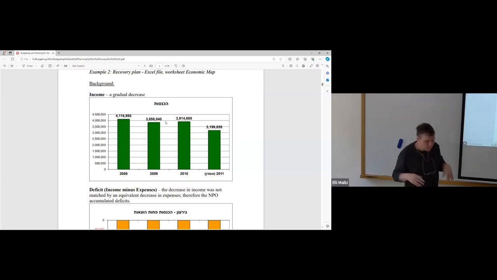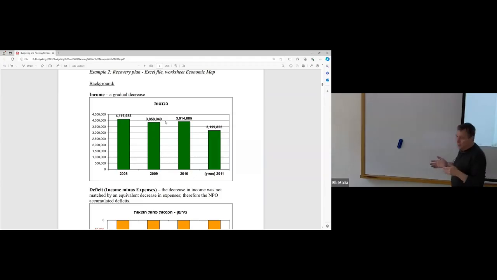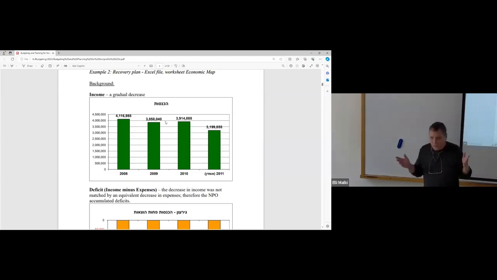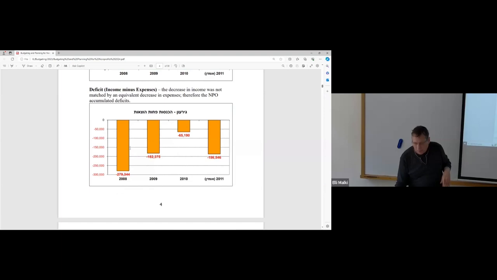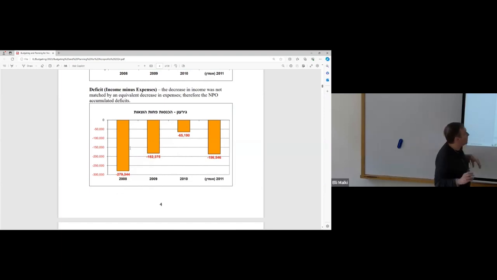Now in terms of proportion, okay, from 4 million to 3 million, it's 25%. It's very significant. Okay, again, a reduction of income of 1 million in organization that has a budget of 50 million is less significant than in a small organization. Okay, so this is the income.